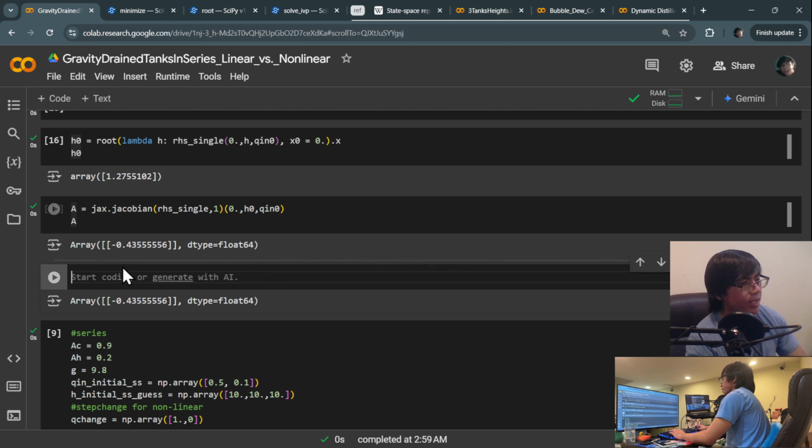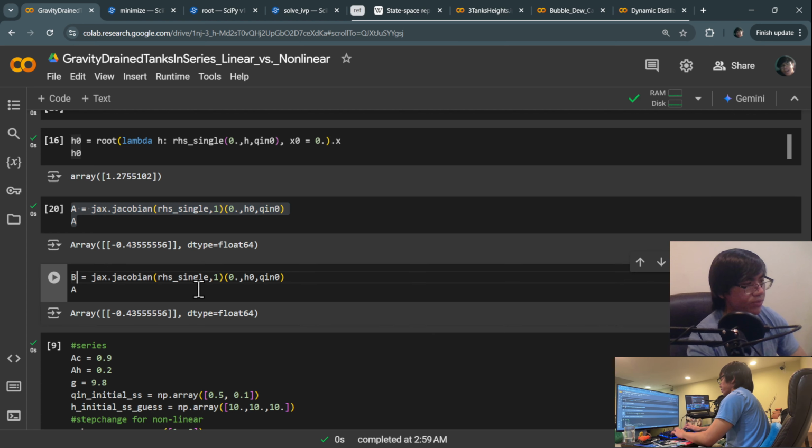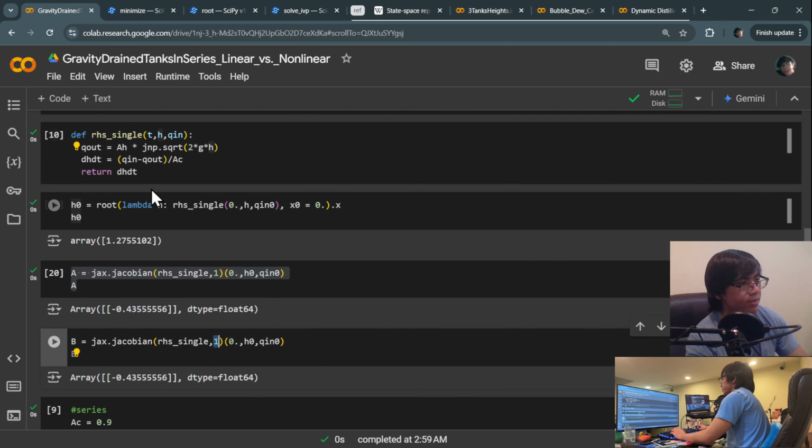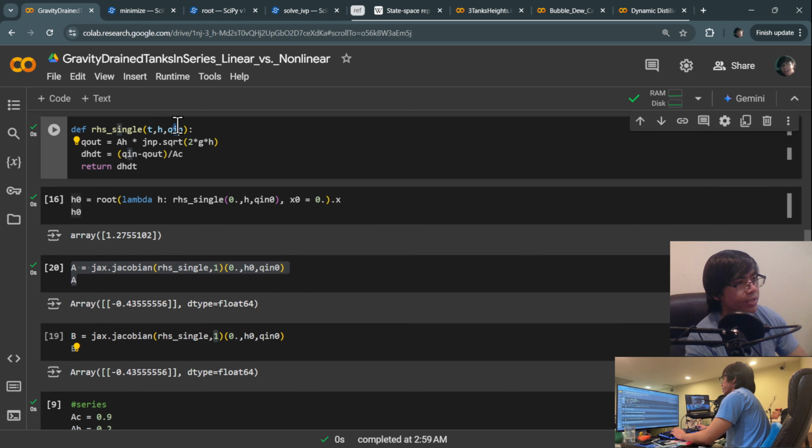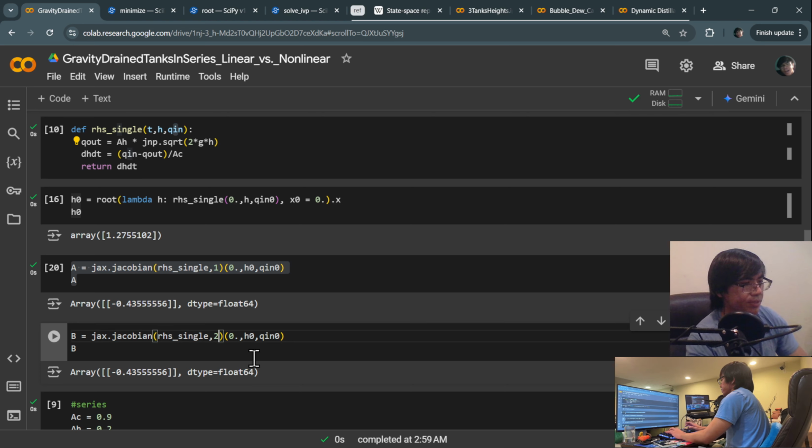Okay. Now we do the same thing for our B. Honestly, I can just copy paste this since there's not much change other than the fact that it's a B matrix. This is our input matrix. So we do it with respect to Q in instead of height. Q in is the third, so it goes 0, 1, 2. We put 2 here since that's the partial derivative we want. Our right-hand side with respect to our Q in, our input, and we evaluate it at the same steady state.